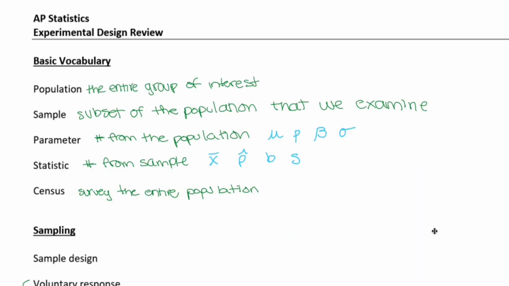In this video, we're going to mainly focus on Unit 3's content, mostly experimental design. So, starting with some basic vocabulary. Population means the entire group of interest. Sample means the subset of the population that we're examining. Parameter means a number from the population, and those are some common symbols we're going to see: mu, p, beta, and so on. So be sure to familiarize yourself with those.